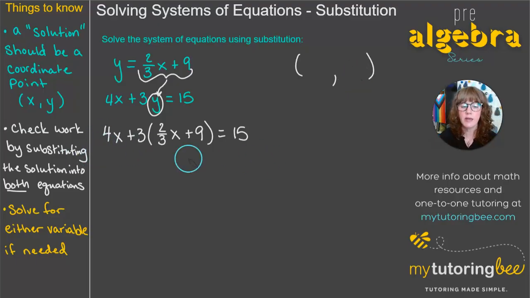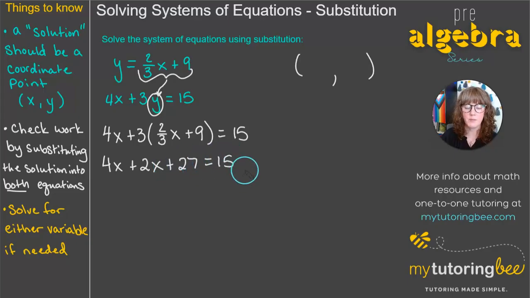All right, let's go ahead and simplify and solve this. So for x, we're going to go ahead and distribute this 3. When we multiply 3 times 2/3x, the 3's are actually going to cancel out, leaving us with just a positive 2x. And then 3 times 9 gives us 27, and that equals 15. Okay, let's go ahead and combine our like terms. We've got 6x plus 27 equals 15.